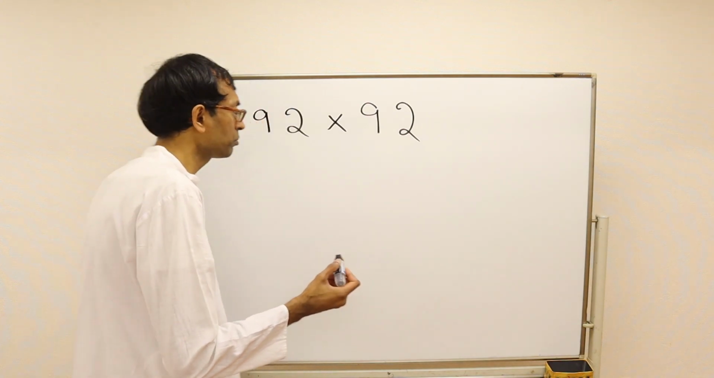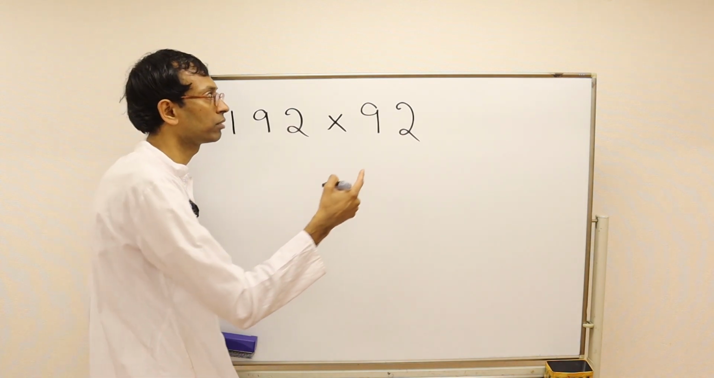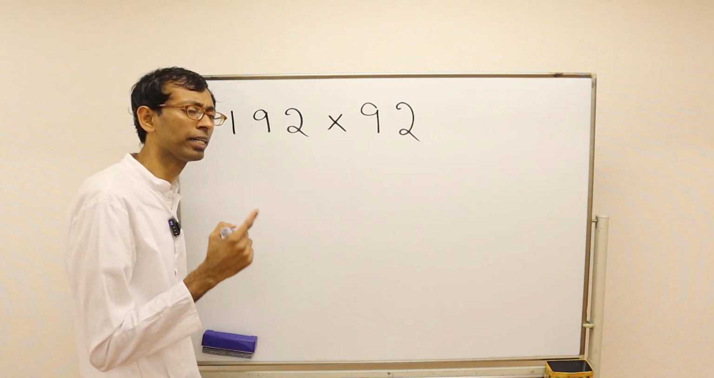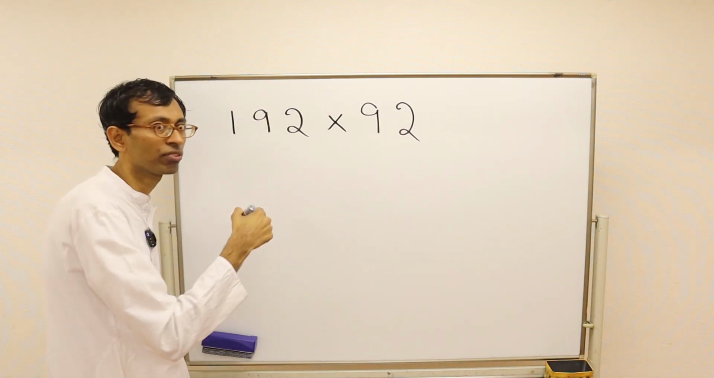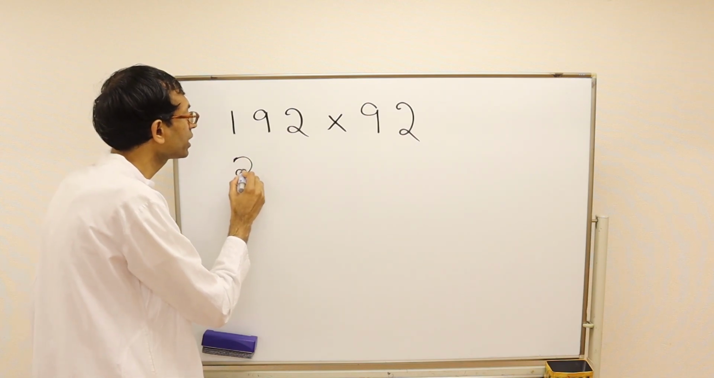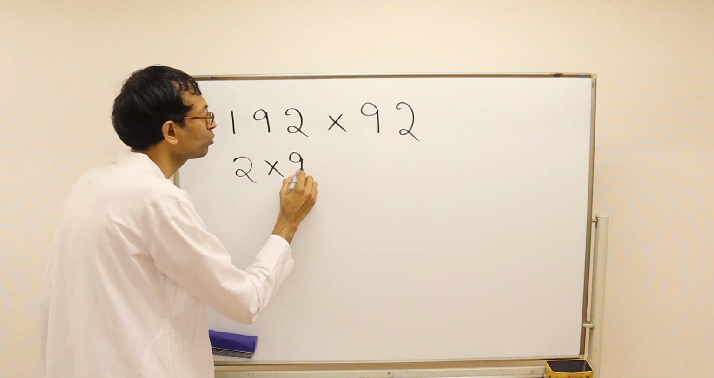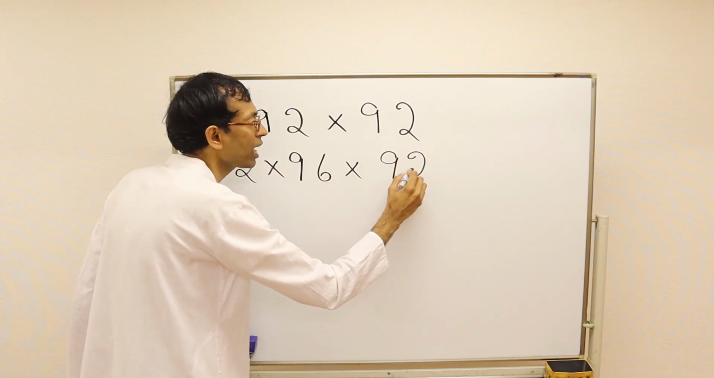We can do this problem together. So 192 is close to 200, but 92 is close to 100. But we know this one, if you half it, it will be 96. So we can write this number as 2 times 96, and now the problem becomes very easy.